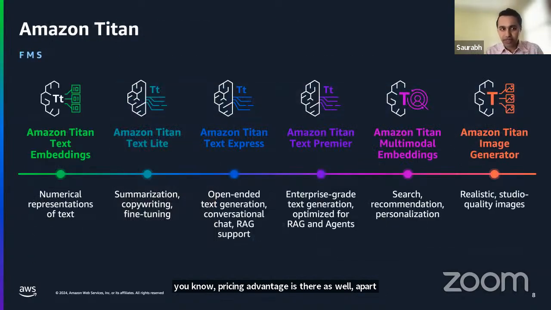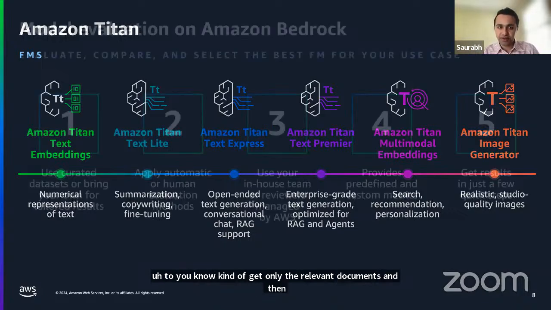So again, we want to focus on the Amazon side. We also have a whole family here of Amazon Titan models. These can be used for generating embeddings as well. So let's say in the RAG use case, where you have all your data and you want to vectorize it, you can take advantage of the Amazon Titan embedding model to vectorize that data, and then use a large language model like Anthropic to get only the relevant documents and then probably get that contextual answer, right?